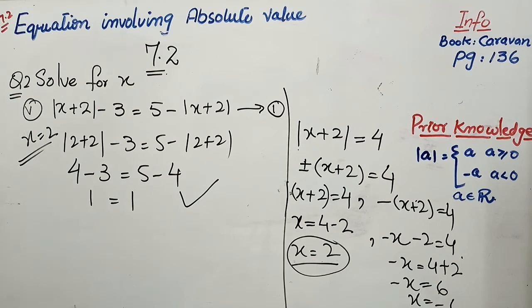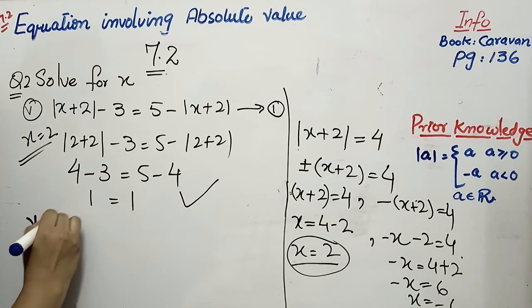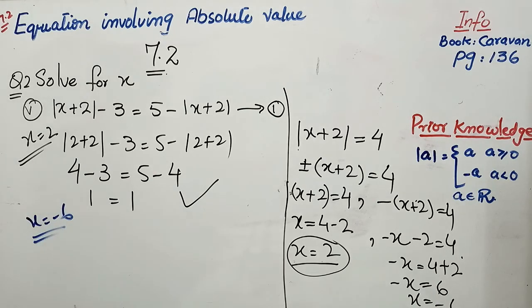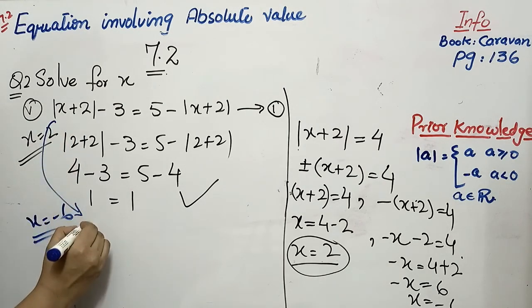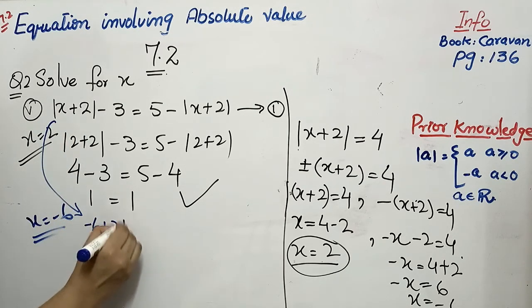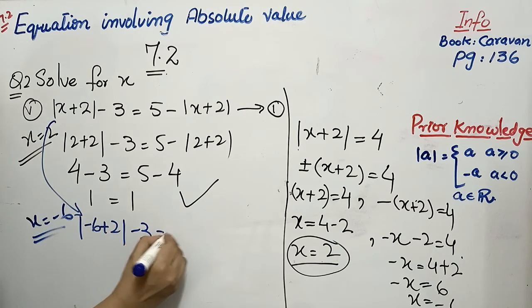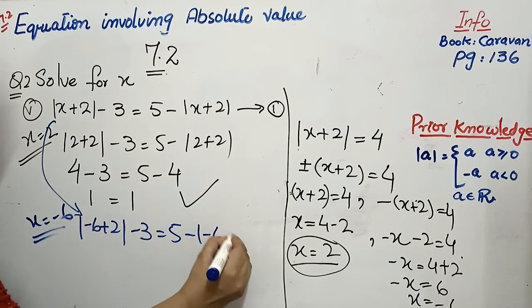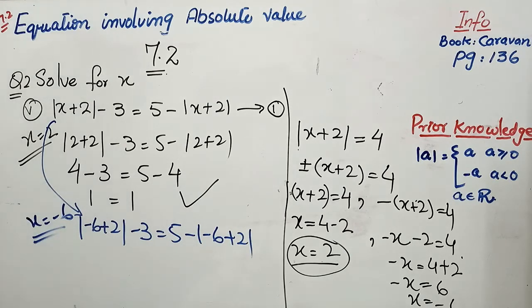Now let's check for the value of x is equal to minus 6. When x is equal to minus 6, for this value it will be mod of minus 6 plus 2, minus 3, is equal to 5 minus mod of minus 6 plus 2. Here it will be modulus of minus 4, minus 3, is equal to 5 minus modulus of minus 4.